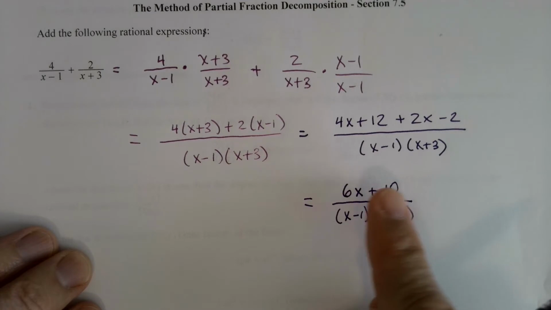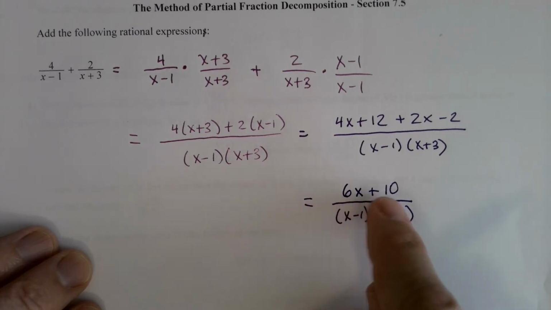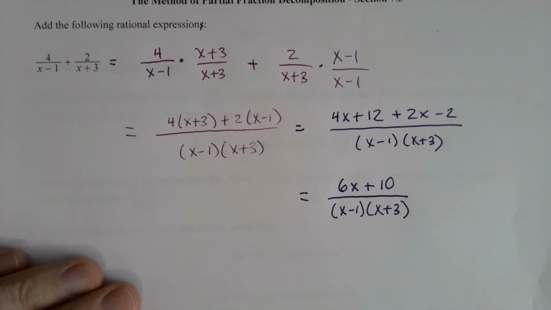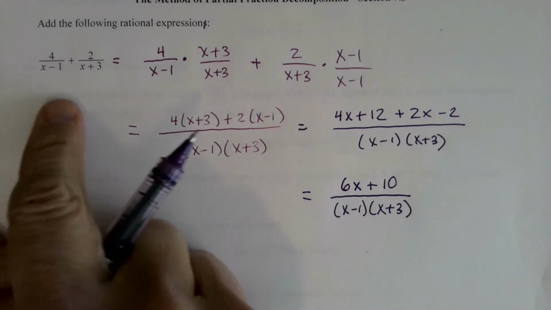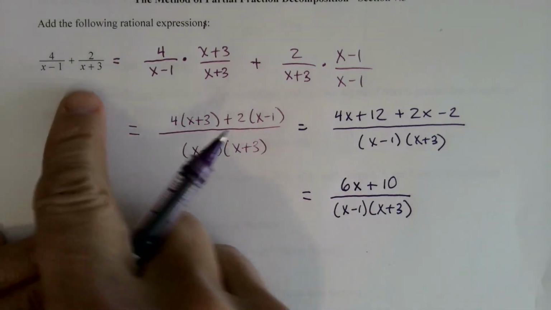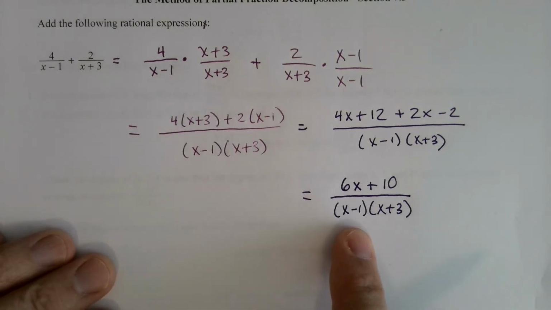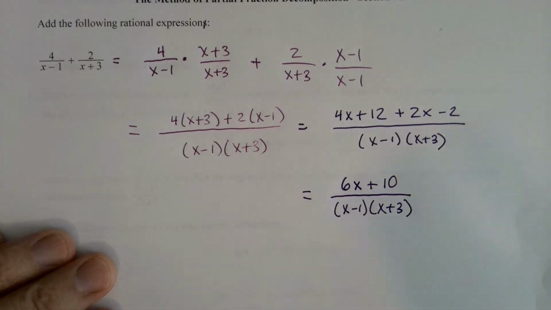Of course I can possibly simplify this further. Up top I can factor out a 2, leaving 3x plus 5, but there's no common factor in the numerator and denominator in this case, but I could simplify if I wanted to. The important thing is I'm not concerned about that, I'm just concerned with the process. I hope everyone understands how to go from here to here. You should. This is something you learn in algebra and intermediate level algebra, being able to add rational or fractional expressions.